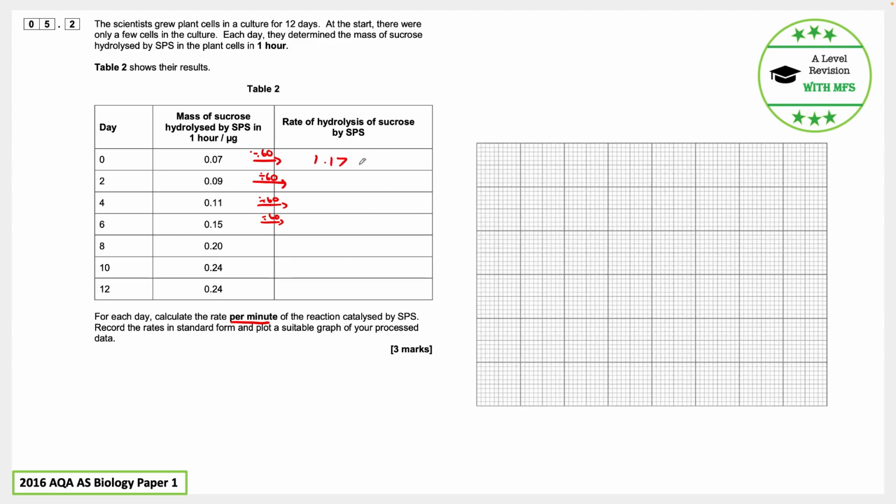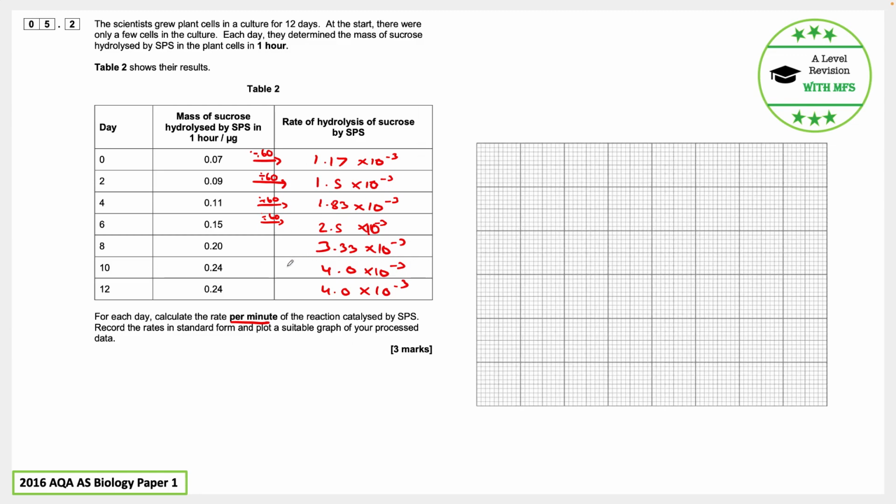1.17 times 10 to the power of negative 3. The second one will get you 1.5 times 10 to the power of negative 3. The next one will get you 1.83 times 10 to the power of negative 3. The next one will get you 2.5 times 10 to the power of negative 3. The next one will be 3.33 times 10 to the power of negative 3. The next one will be 4 times 10 to the power of negative 3. And same for the last one.